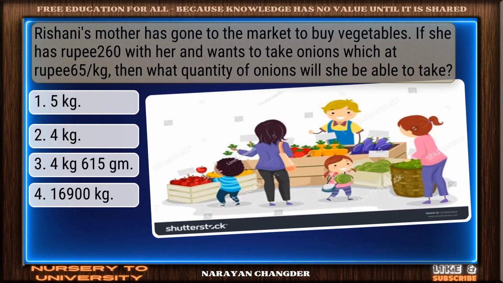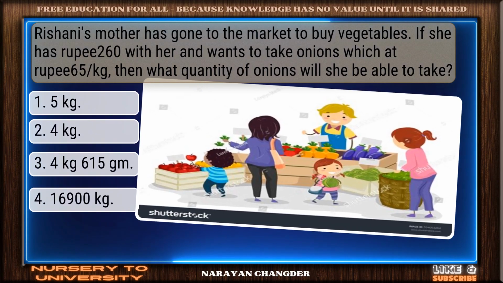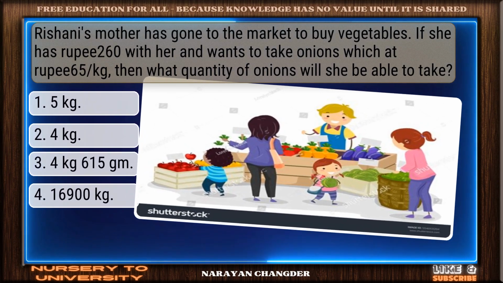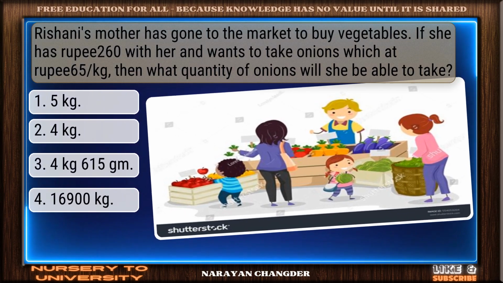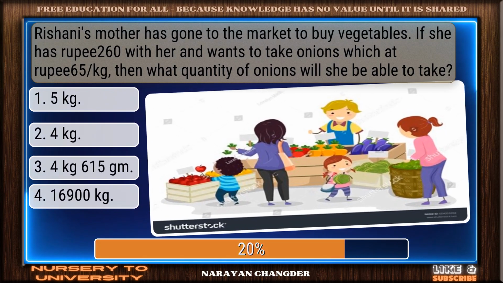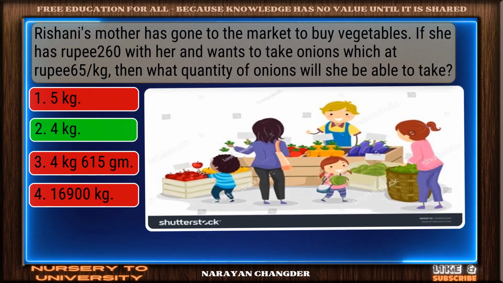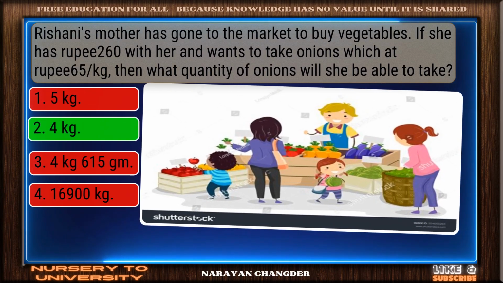Rishani's mother has gone to the market to buy vegetables. If she has rupee 260 with her and wants to take onions which are at rupee 65 per kg, then what quantity of onions will she be able to take? Great thinking. 4 kg is the right choice.